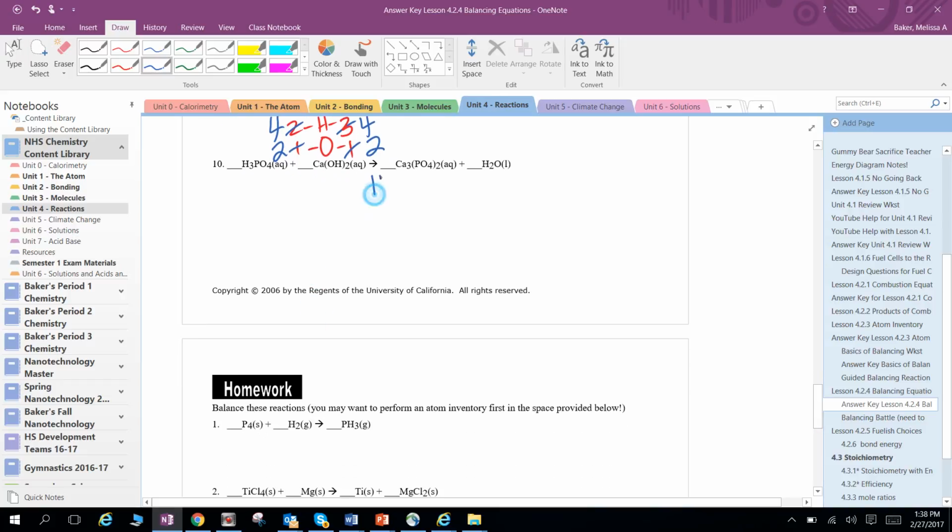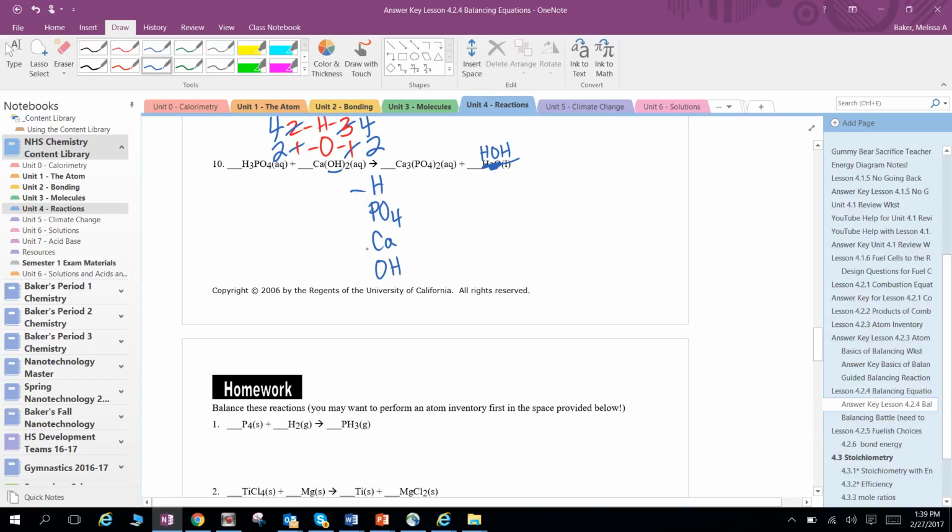And my last one, I've got hydrogens, I've got phosphates, which stay together, I've got calciums, and I've got hydroxide. Technically, if I write this out to be HOH instead of H2O, I can use this to my advantage because I can count that OH as having stayed together. So I'm going to do that. We'll actually balance this one twice. We'll do it in 2 different ways.